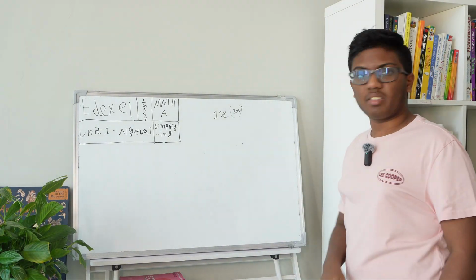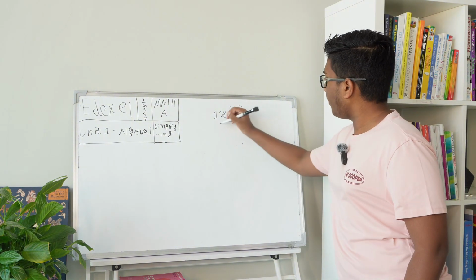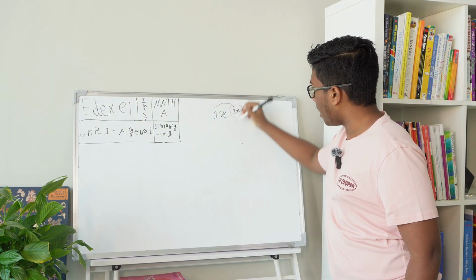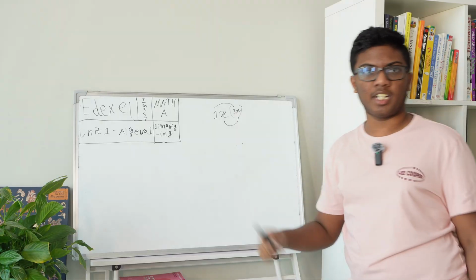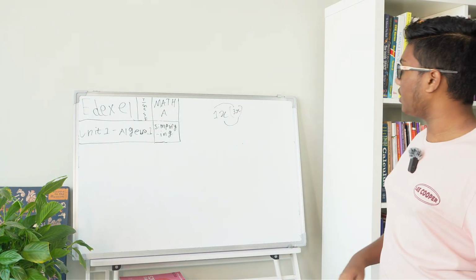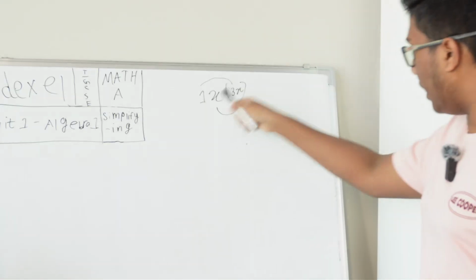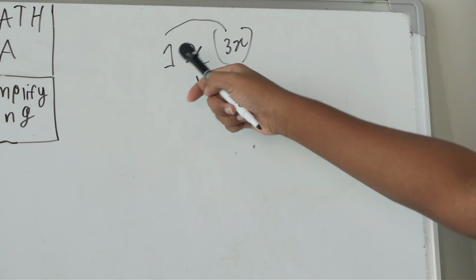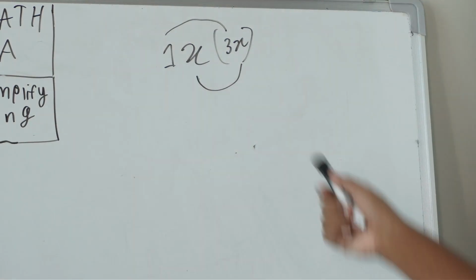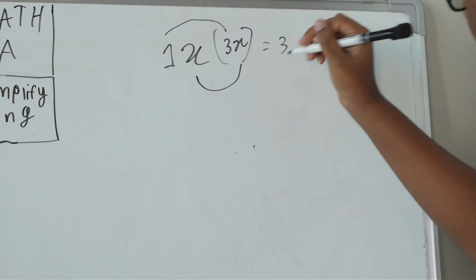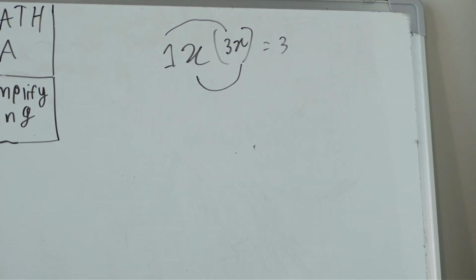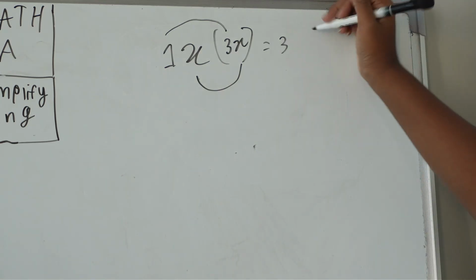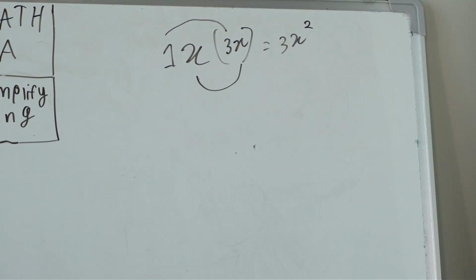Instead of multiplying these two like you normally would, we have to multiply the number with the number and the letter with the letter. That's what we have to do. So then, in total, we're just multiplying this with this. 1 times 3 is 3, and x times x, if you multiply any value or variable by itself, it's just that value squared, so 3x squared. That is our answer.